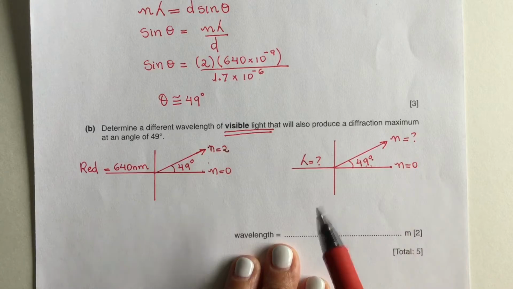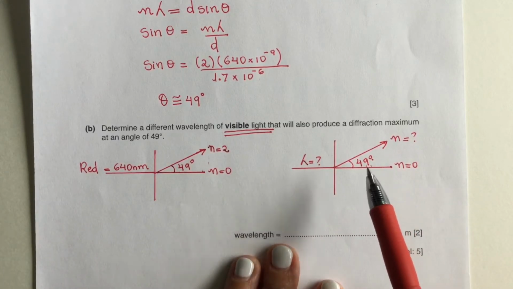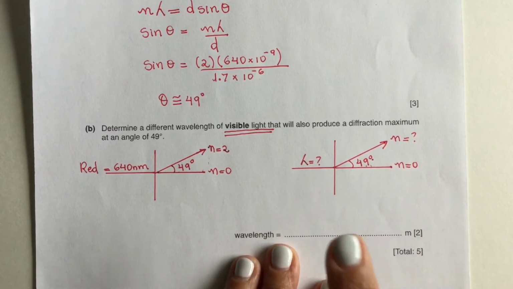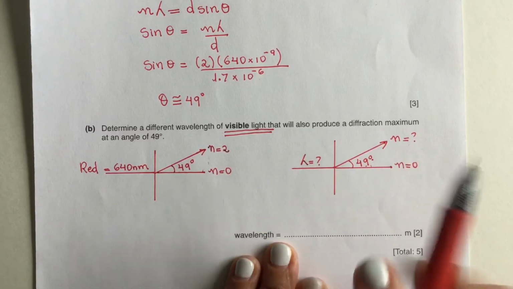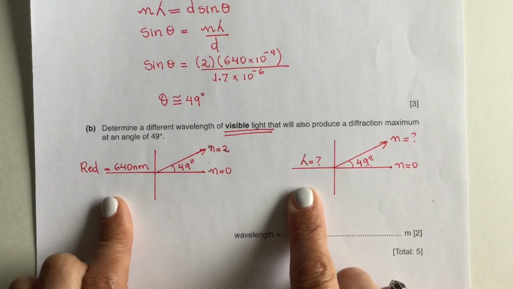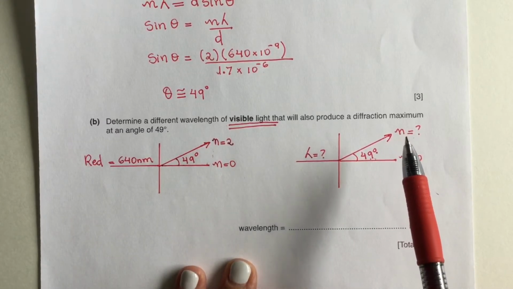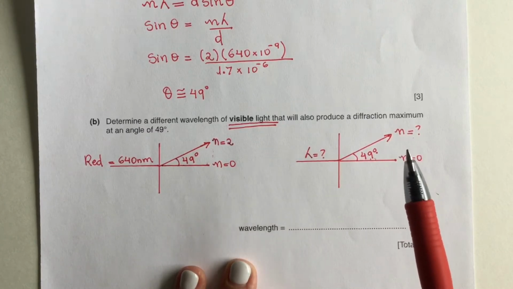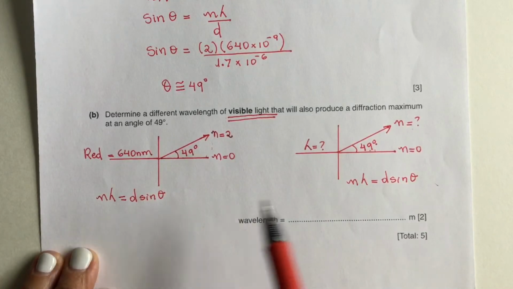Now, we have another light that we don't know that is going to produce also a diffraction maximum with this value, but we cannot state that it will be also at the second order, because we have two different lights here and they bend differently. One thing that we must consider is that n, the order number, must be a whole number. In both cases, the formula is the same.